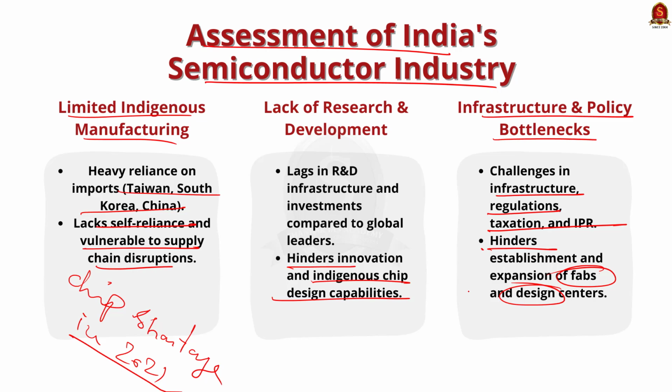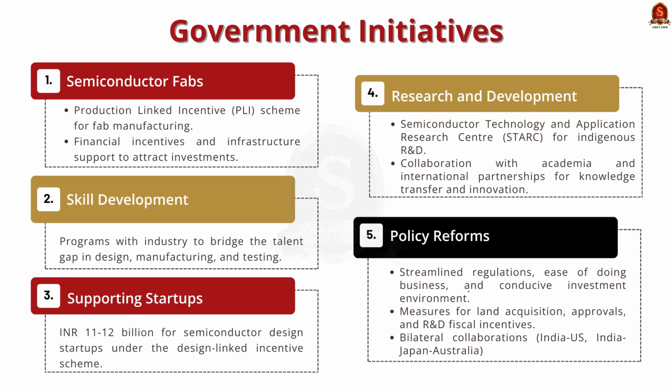Now, coming to the second part of the answer, government initiatives to strengthen India's semiconductor ecosystem. The government has launched initiatives such as the Production Linked Incentive Scheme to incentivize semiconductor manufacturing in India. This includes offering financial incentives and infrastructural support to attract investment in semiconductor fabrication centers, thereby promoting domestic production and reducing import dependence.